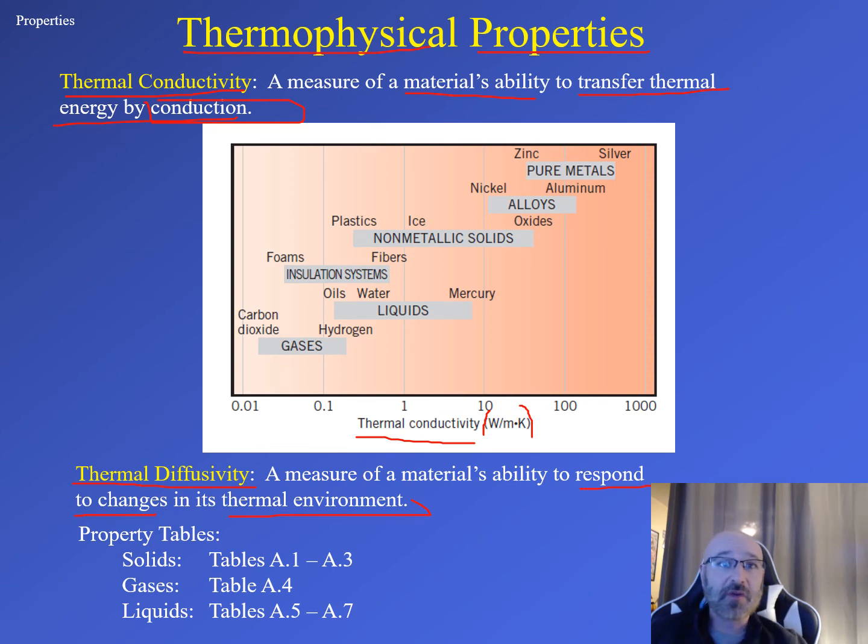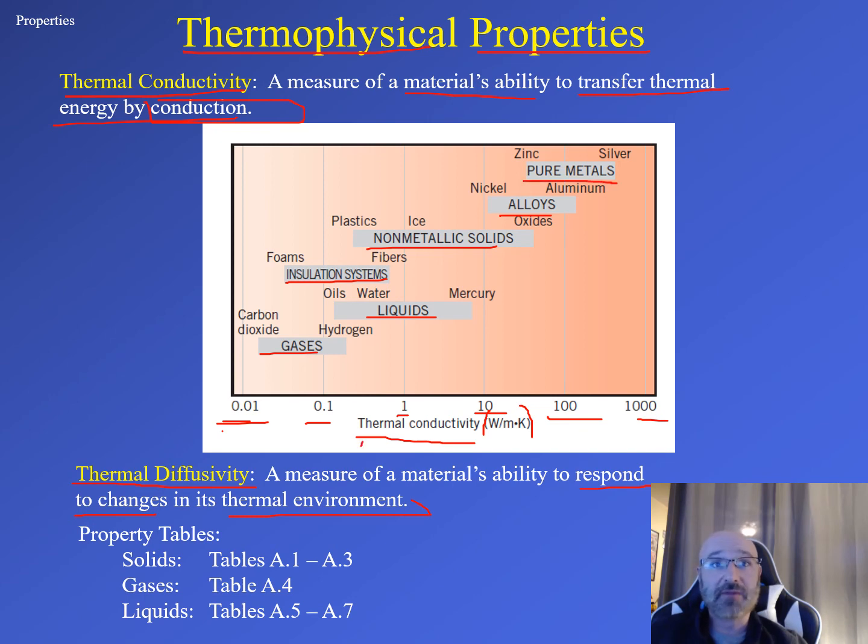And we see we start over here at 0, and we have the scale right here of 0.01, 0.1. We have a log scale, 1, 10, 100, 1000 as we're moving across. And now what we can see here is these different materials that we'll be dealing with. Are we dealing with gases? Are we dealing with liquids? Are we dealing with insulation systems, non-metallic solids, alloys, and pure metals?